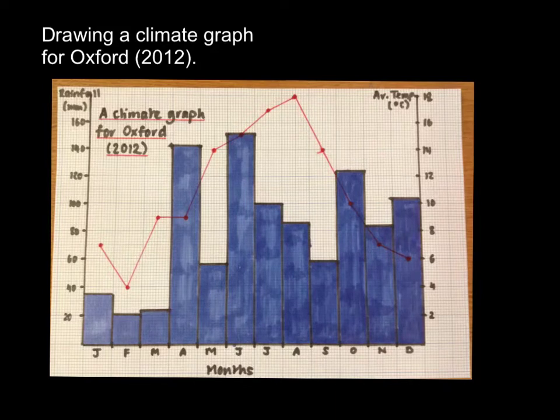Okay, in this short video I'm going to run through how to draw a climate graph, and in this example we're going to use data for Oxford from 2012. Before we get started, you need to make sure that you've got a pencil, a ruler, and in order to colour the graph in, a colour pencil and also a different colour in order to draw the line graph.